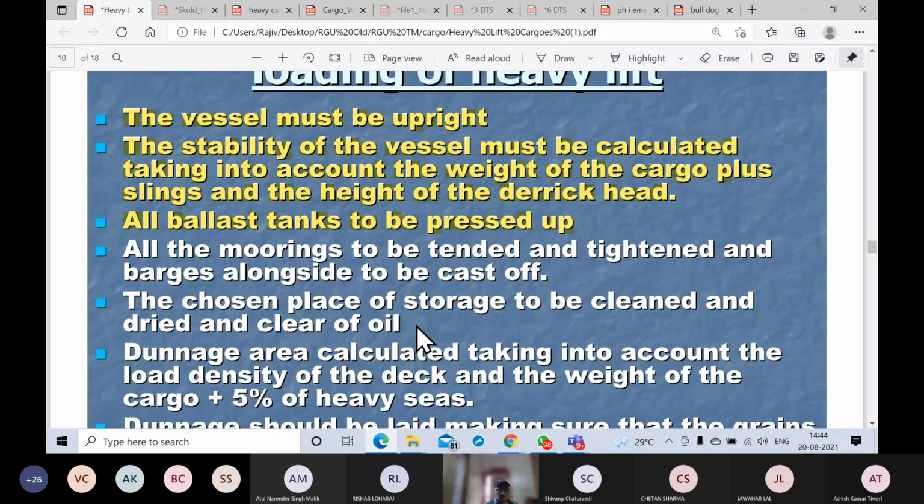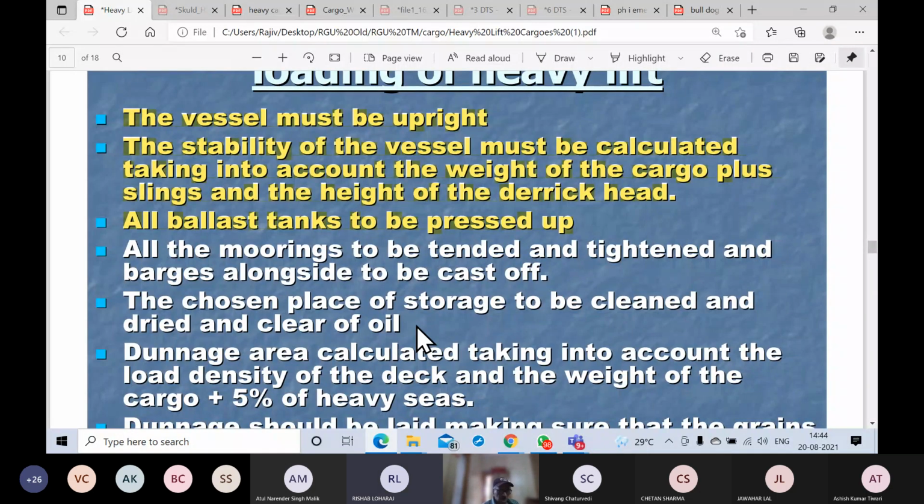Now, when we say moorings to be tended and tightened, what we try to understand is this. When you pick up the load from the jetty with the heavy lifter, we have also agreed that it is going to cause a list because our own gear is being used. So towards the jetty side, you are picking up the load. The vessel is getting listed because of the load. Then what is happening to the mooring on the jetty side? What is going to happen to the mooring?